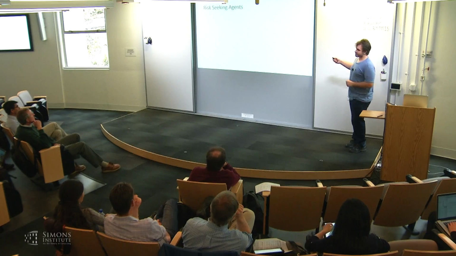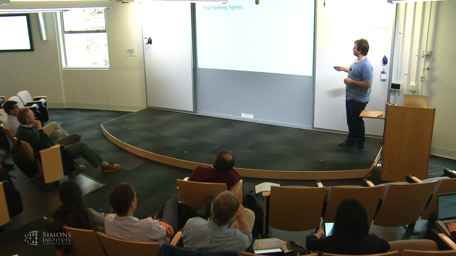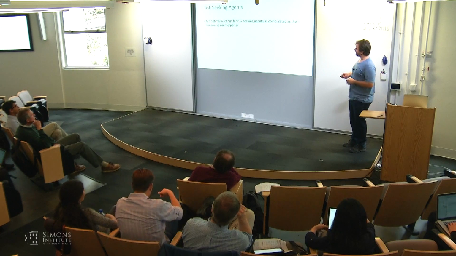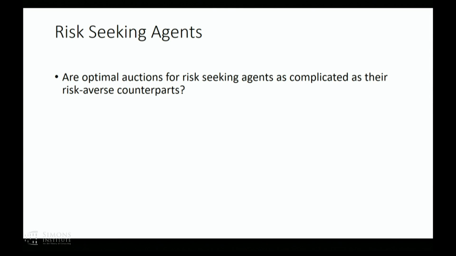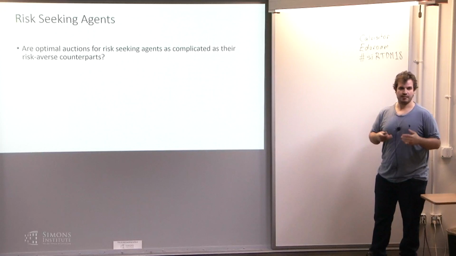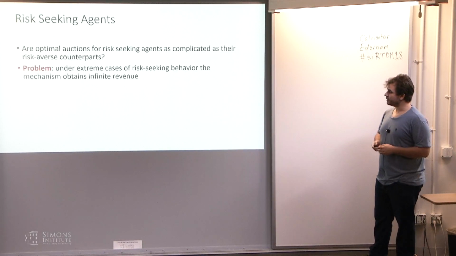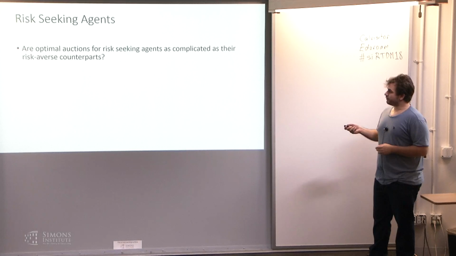So let's go to risk-seeking agents, because this is my contribution in this talk. The main question I would like to ask is, are optimal auctions for risk-seeking agents as complicated as the risk-averse counterparts? As we saw and briefly described, risk-averse optimal auction design is complicated, and it may involve a very complicated algorithm mechanism. So we ask this question here.